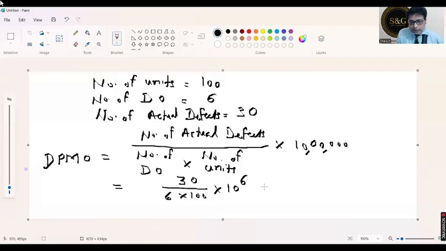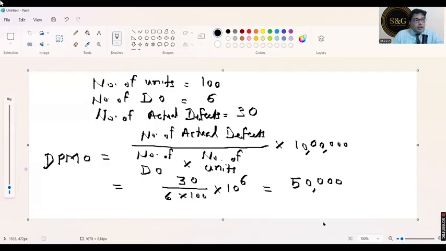Can you just give me the answer? Okay, doesn't matter. So DPMO here is 50,000. Everybody got the same answer. Out of 600, if I found 30, out of 1 million, I found 50,000. Are you clear? This is DPMO.